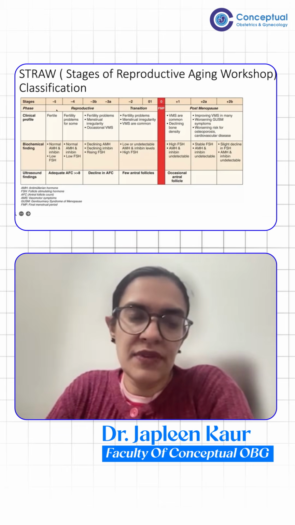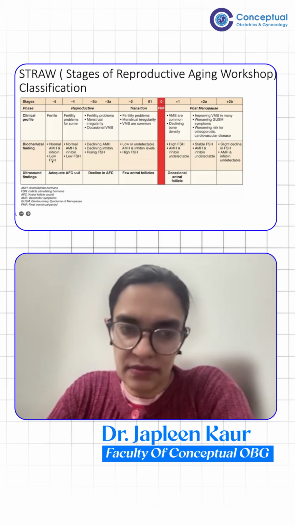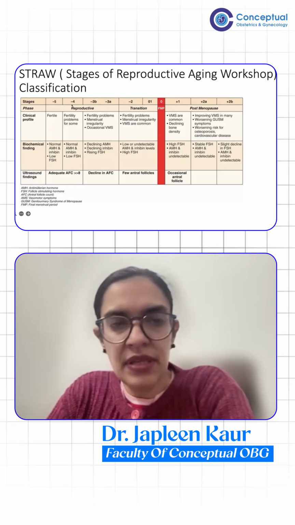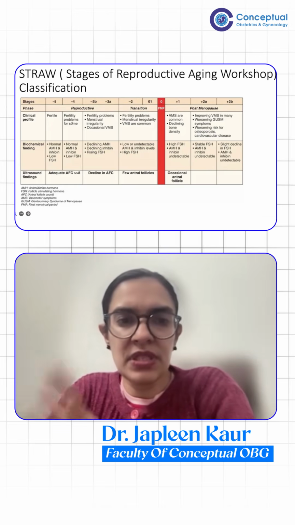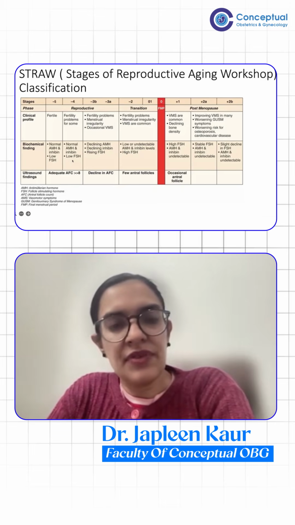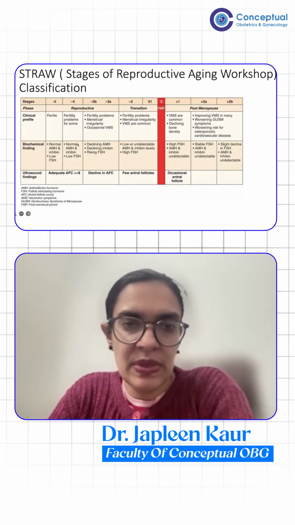So in the reproductive phase, the early reproductive phase, the woman is fertile, normal AMH, inhibin, FSH is on the lower side, basically normal. Then -4, some fertility problems, subfertility may come in, but AMH and inhibin are still fine, and FSH is also low, right? So this is like in the 20s and the 30s maybe.